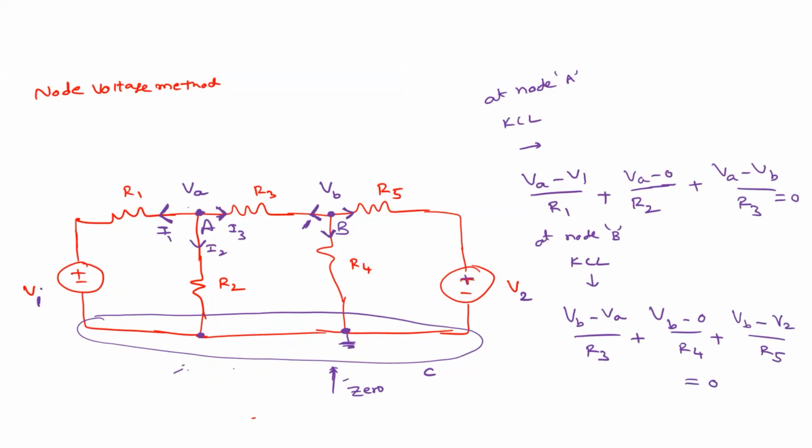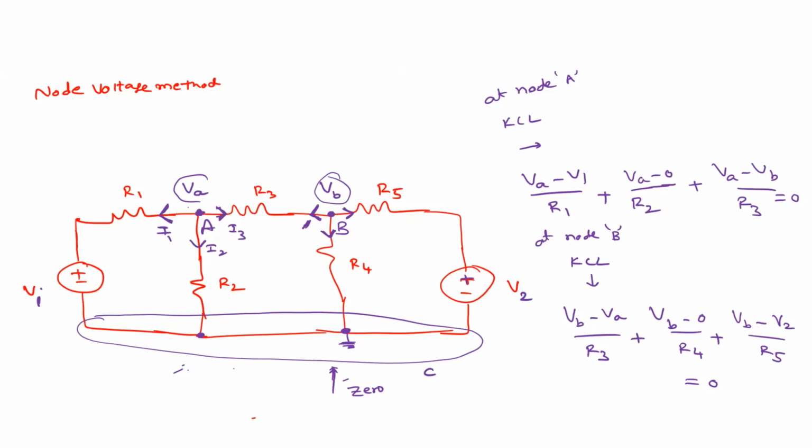So how many unknowns are there? VA and VB. So these two are the unknowns, if we assume that V1, V2, and R1 to R5 values are already known to you. So these two equations are used to solve for these voltages VA and VB. Once you know VA and VB, the rest is to calculate the currents. Is this clear, or can I repeat? Okay, I understood, sir. Good. Very simple.